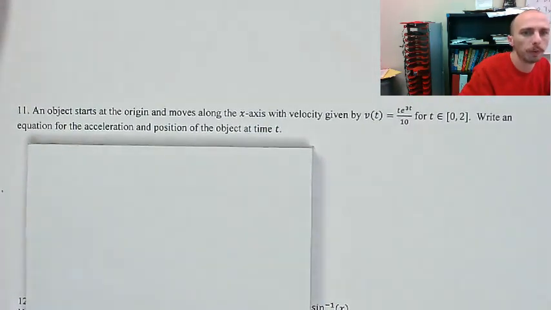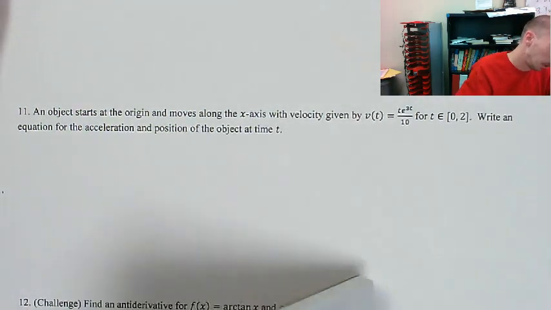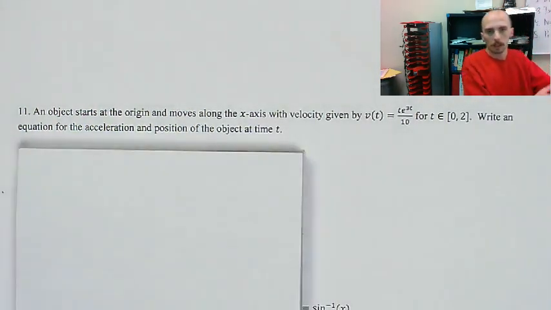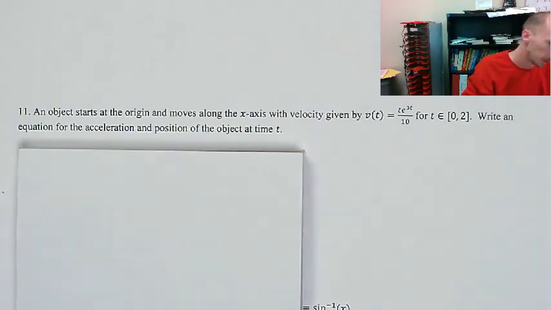An object starts at the origin and moves along the x-axis with velocity given by v of t for t between 0 and 2. Write an equation for the acceleration and position of the object at time t. All right, we've only got 2 more. And, well, how do you know? Another really long video. These homeworks have gotten long, it seems like.